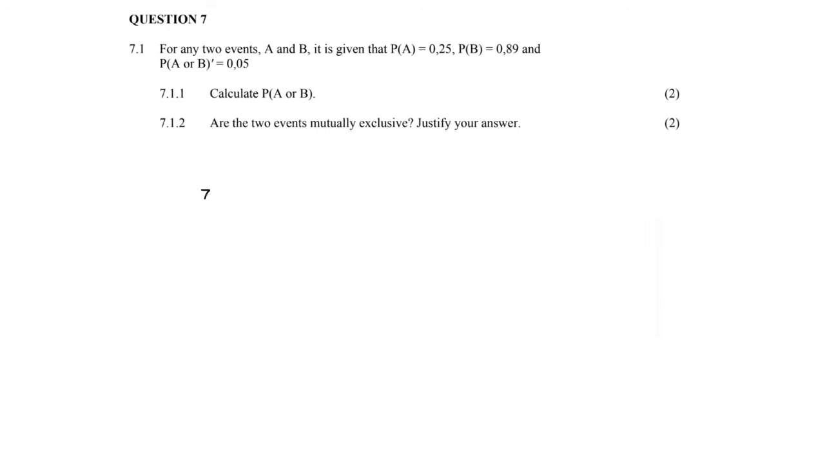Let's take a look at question 7 from the 2022 Gauteng November paper. For any two events A and B, it is given that the probability of A equals 0,25, the probability of B equals 0,89, and the probability of the complement of A or B is equal to 0,05.